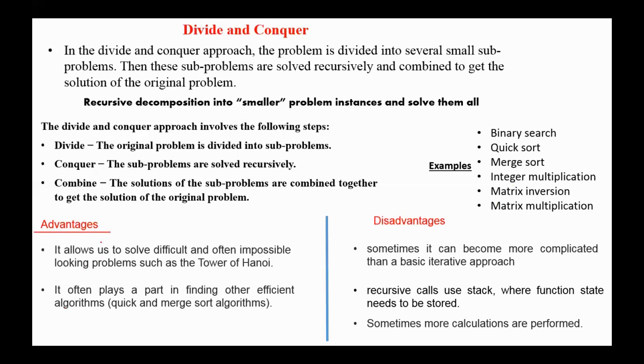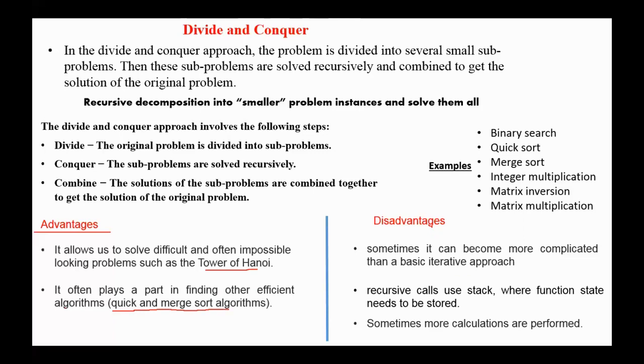Here we have the advantages of divide and conquer strategy. It allows us to solve difficult and often impossible looking problems such as Tower of Hanoi. It often plays a part in finding other efficient algorithms like quick and merge sort algorithms.